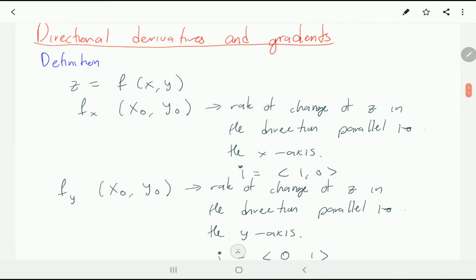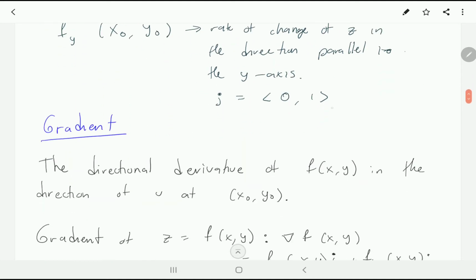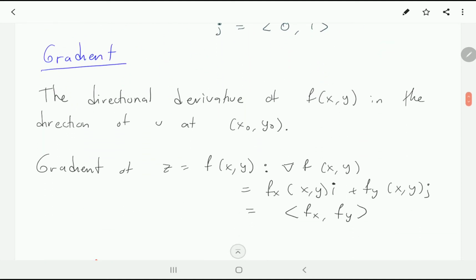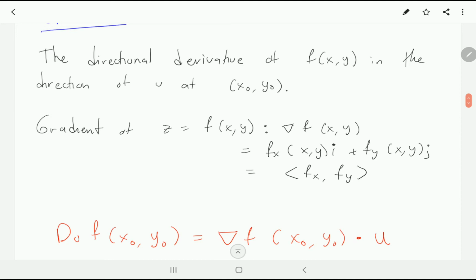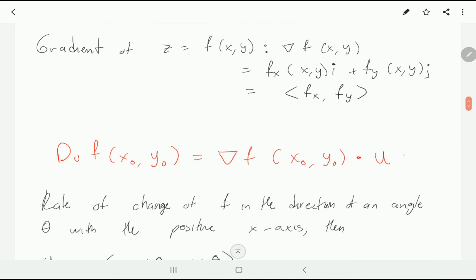Directional derivatives and gradients. So the rate of change of f in the direction parallel to the x-axis and the rate of change of f in the direction parallel to the y-axis. And the directional derivative of f(x,y) in the direction of u, which is an arbitrary unit vector at a specific point. And this is the more generic equation.